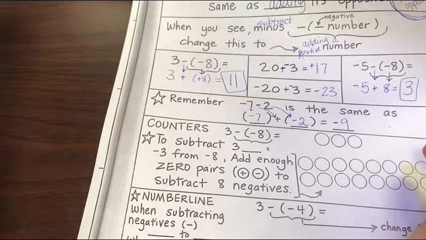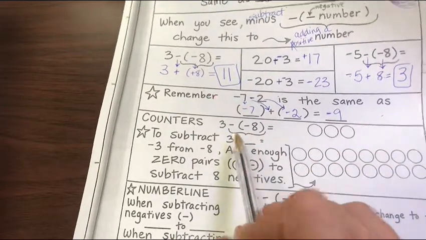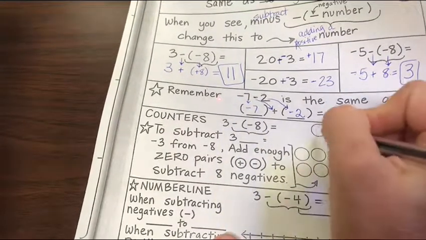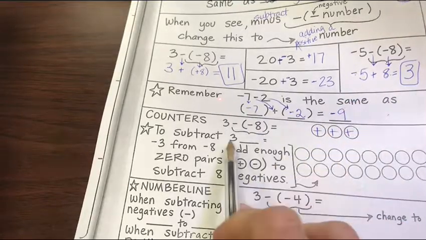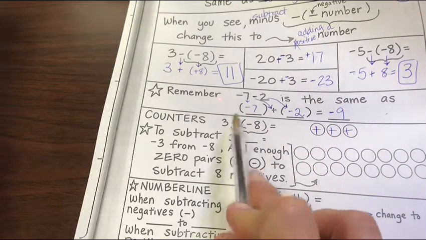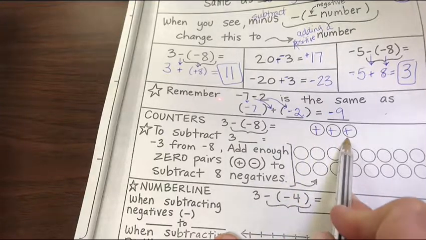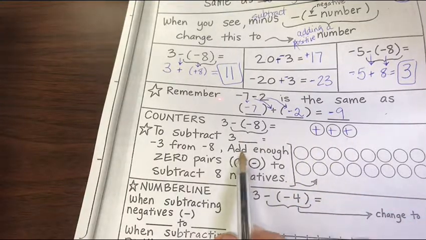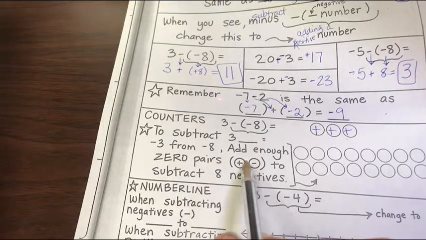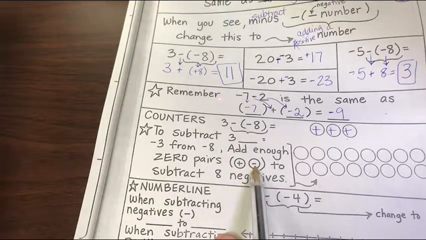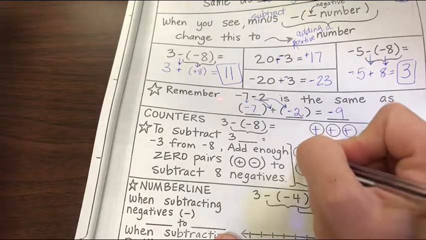So let's look at it with counters. All right, so we're going to have 3 positives, and I'm going to try to take away 8 negatives. Well, I don't have 8 negatives here to take away. So I'm going to creatively add some 0 pairs. So think about what happens when I add a 0 pair, right? What happens when you add 0? Nothing. So we're going to add 0.